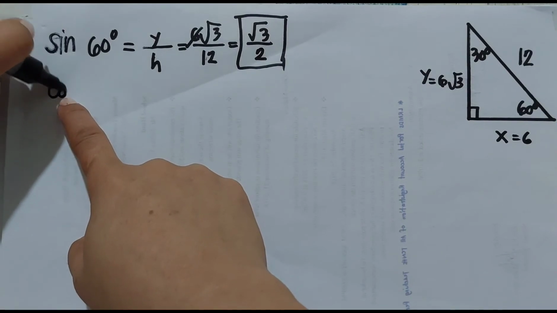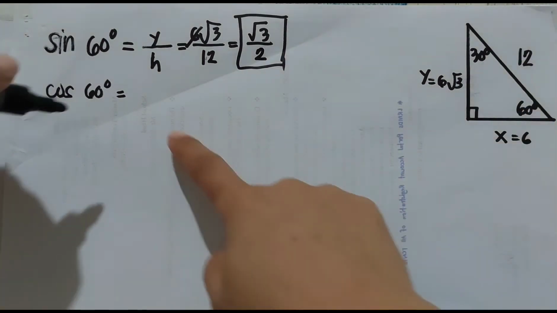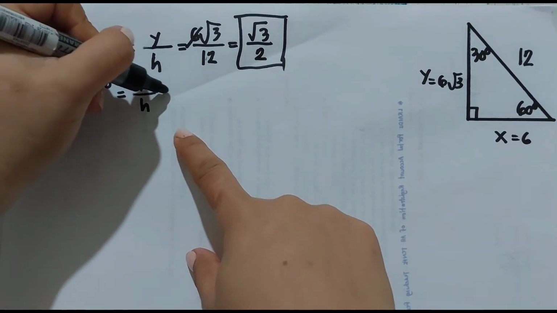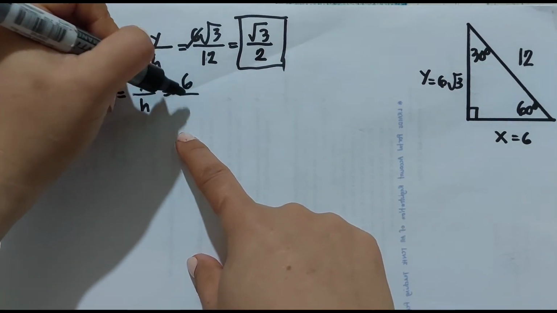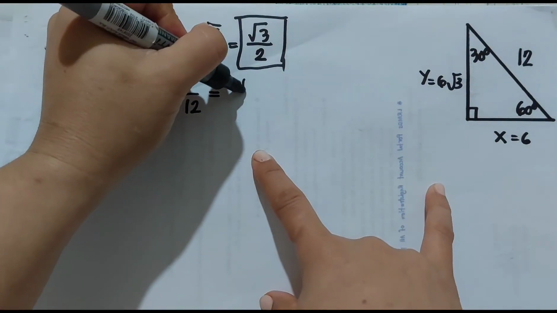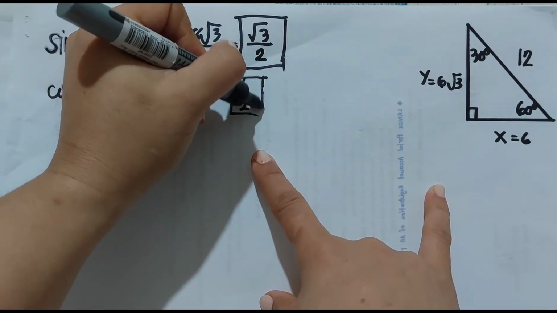Okay. Next, we have cosine 60 degrees. Cosine, that is adjacent over hypotenuse. So, your adjacent, that is x over hypotenuse. Your x is equal to 6 and hypotenuse is 12. Then, reduce 6 over 12, that is equal to 1/2. Divide both by 6. So, cosine 60 degrees is 1/2.